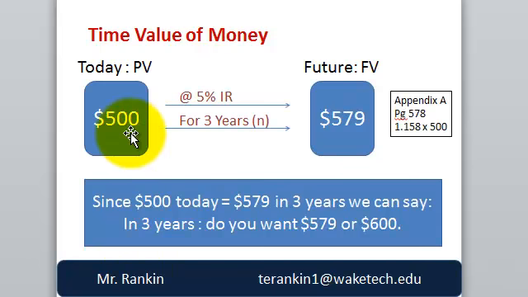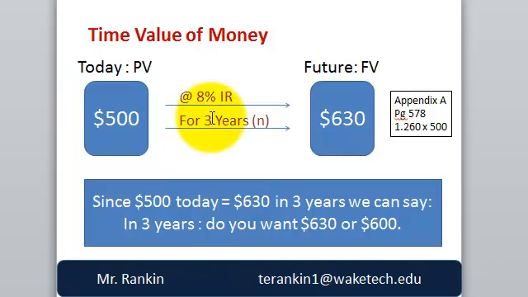So let's do this. Our $500 today at 5% interest for 3 years. If we go to Appendix A of the book, which is one way of calculating it, page 579, we find the factor is 1.158 times 500 gives us our $579, what our $500 will be worth in 3 years. So now the evaluation becomes quite simple. Since $500 today will turn into $579 in 3 years, we can say, do you want $579 in 3 years or $600 in 3 years? Well, I want the $600 in 3 years.